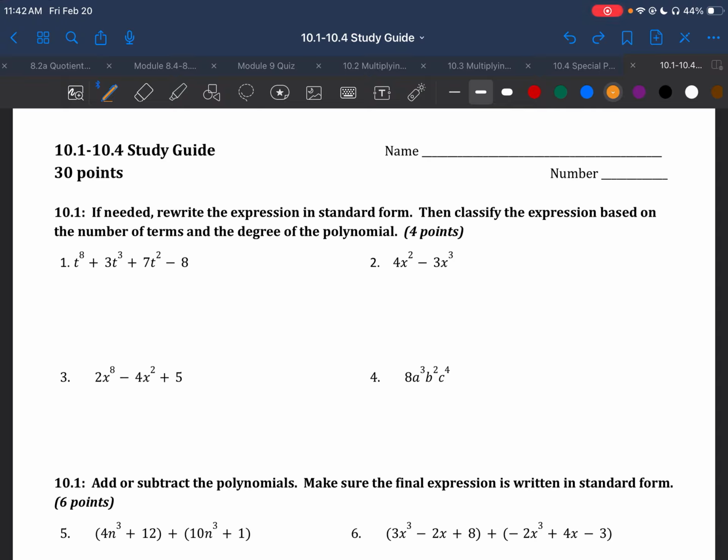I'm going to run through the study guide and give you the answers and how to do all of the steps on it. For the first section, first, if needed, you need to rewrite the expression in standard form, and then you need to classify the expression based on the number of terms and the degree of the polynomial.